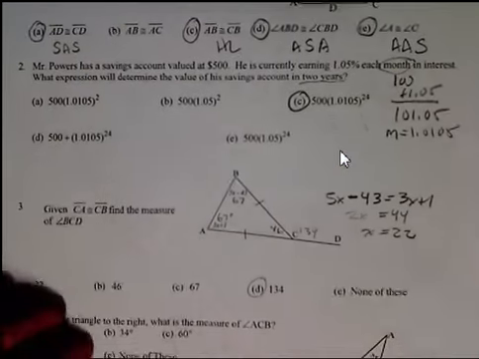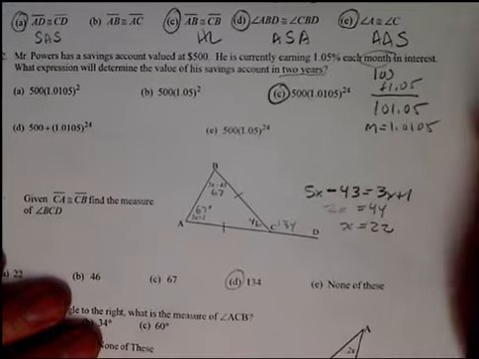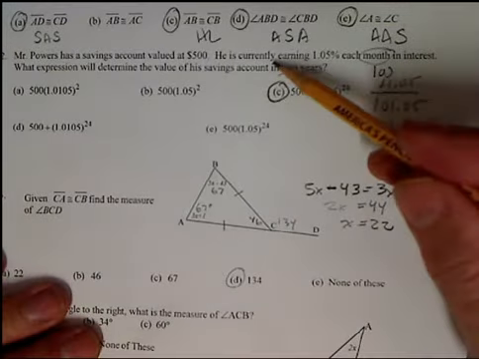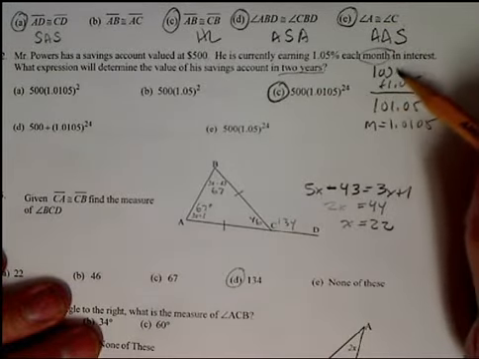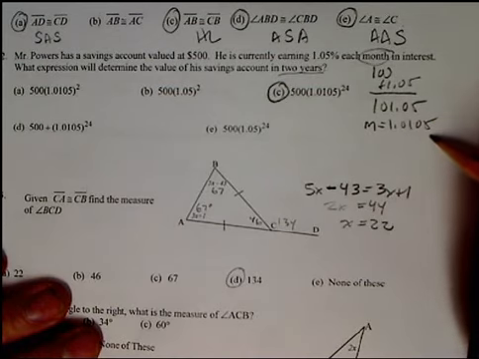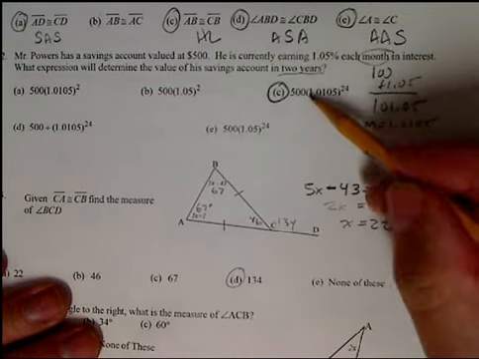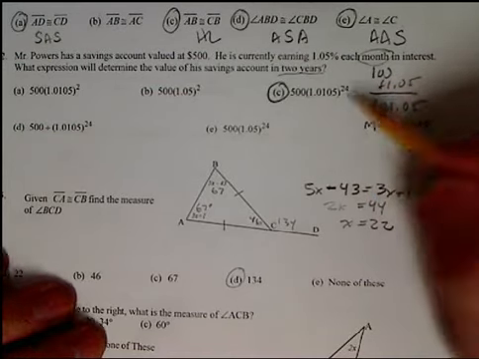On our exponential problem, we have Mr. Powers' savings account. He has $500 to start, 1.05 each month. So I got to find my multiplier. So 100 plus 1.05 gives me 101.05. It's 1.0105 is my multiplier. He started with 500, 2 years. 2 times 12, because I'm working in months, is 24.